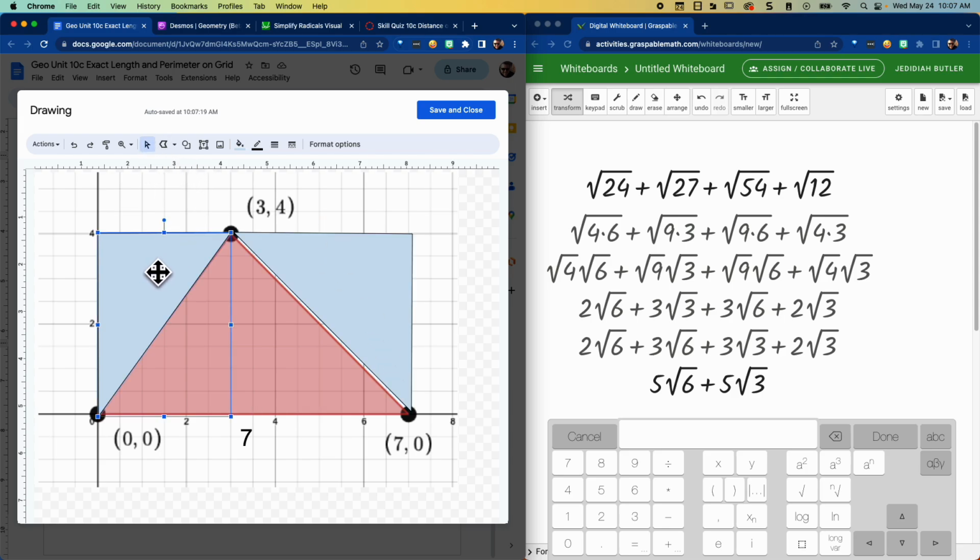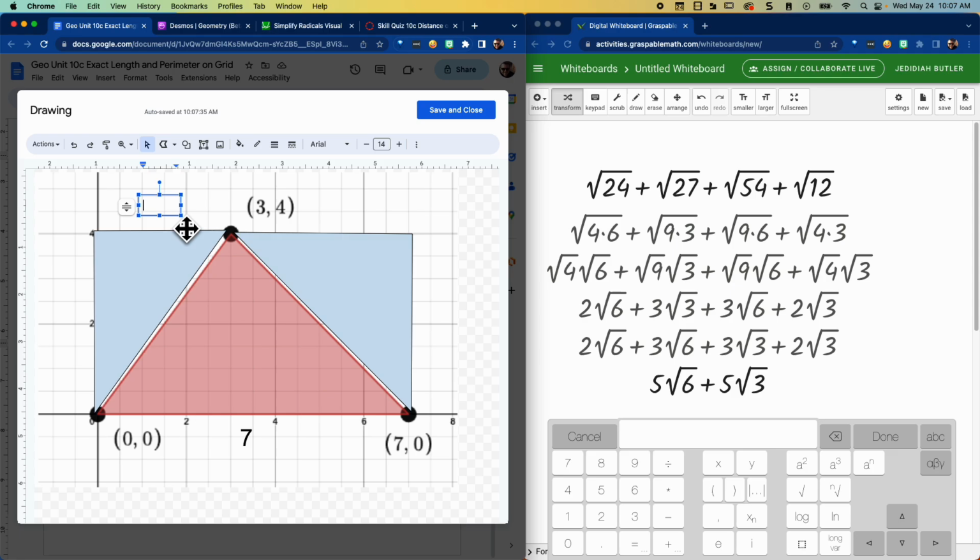So let's talk about the left triangle. This left triangle goes from 0 to 3. See, that points at 3, 4. And from 0 to 4 in the other direction. So that means I will have a value of 3 for this horizontal line, and 4 for this vertical line.